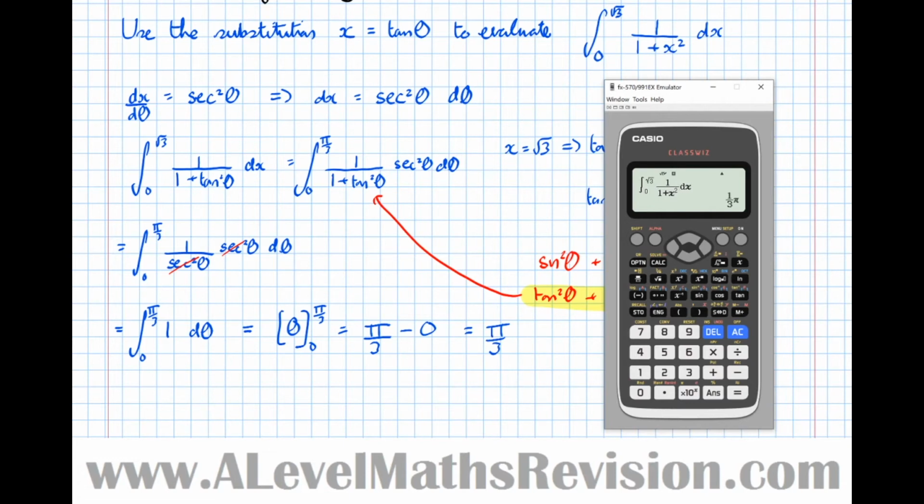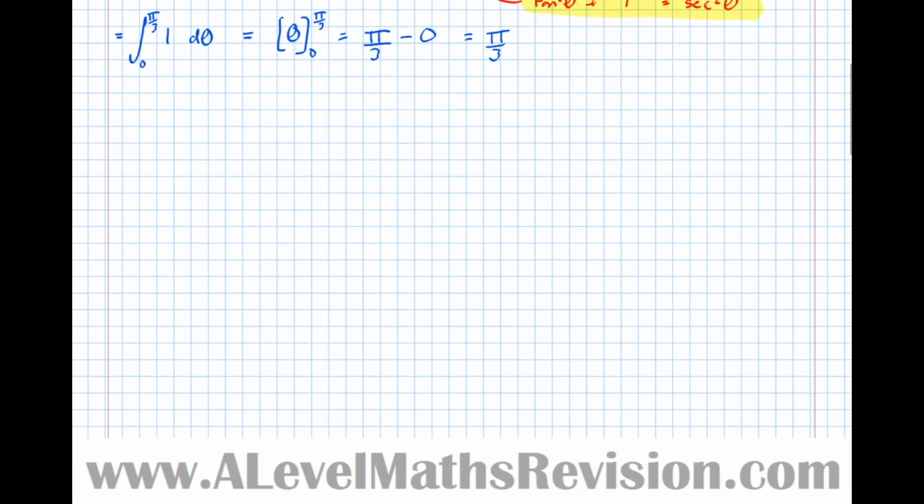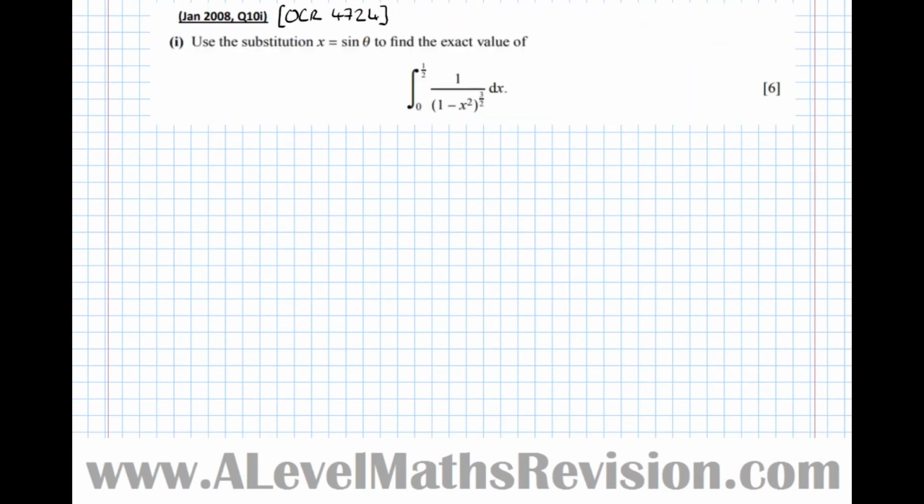Brilliant. So we know we're right. So let's try a slightly more complicated example now from an exam paper. So there it is there. It says use the substitution x equals sine theta to find the exact value of that. So the first thing we'll do, well, we've already been given the substitution, so let's differentiate it.